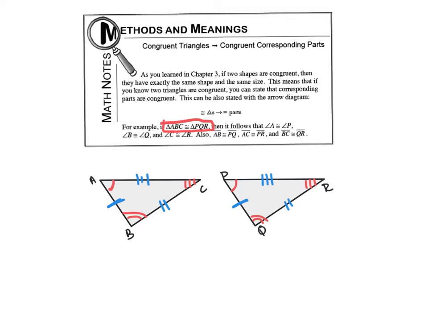I will use this notation in my flowcharts to describe this. And that notation is read, congruent triangles yields congruent parts, meaning anytime the triangles are congruent, all of their parts must also be congruent.